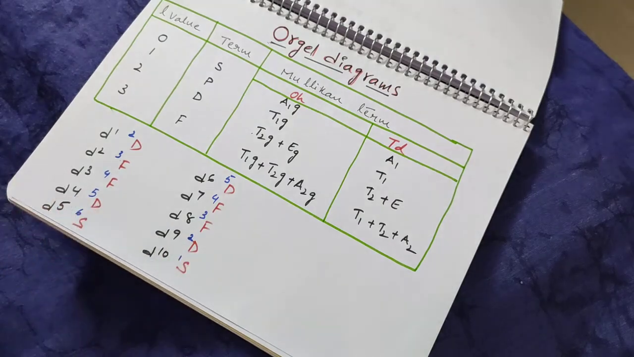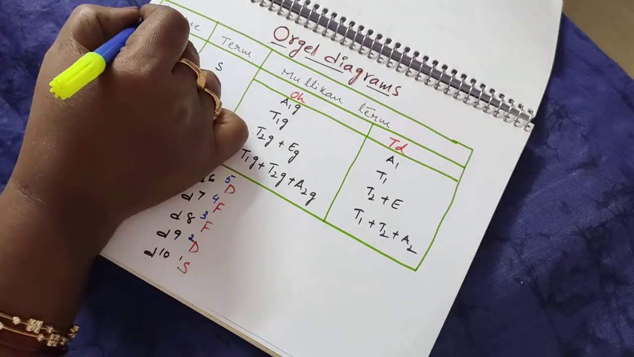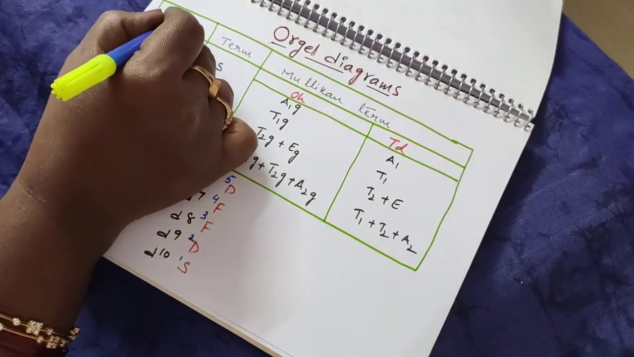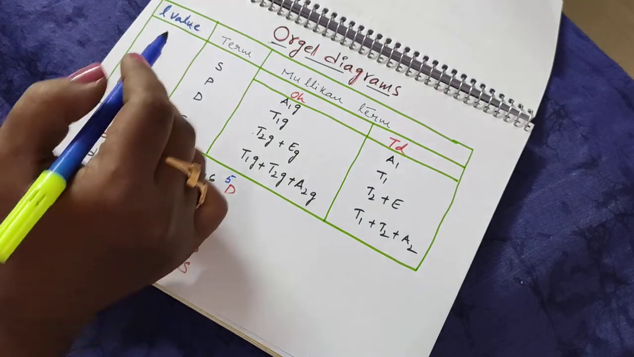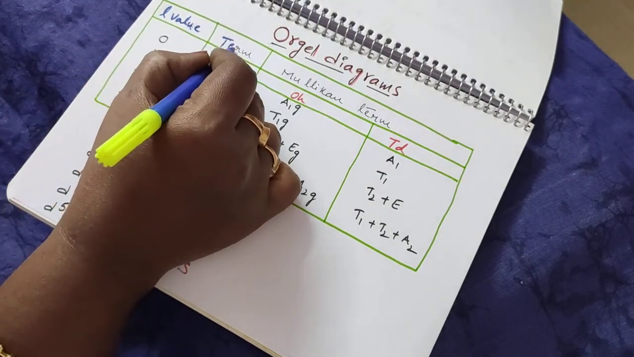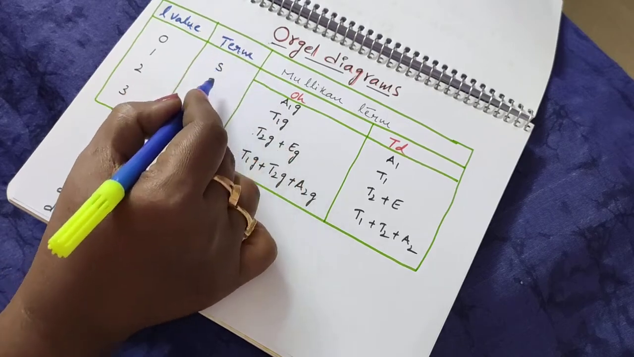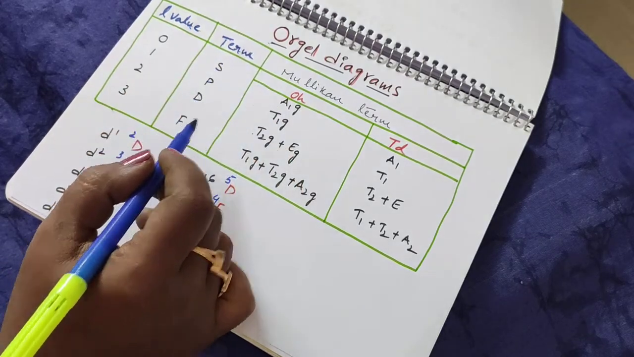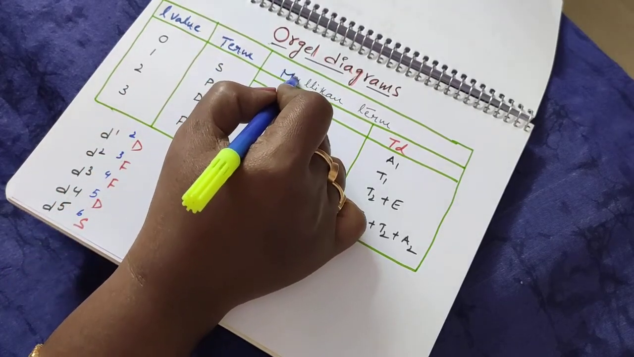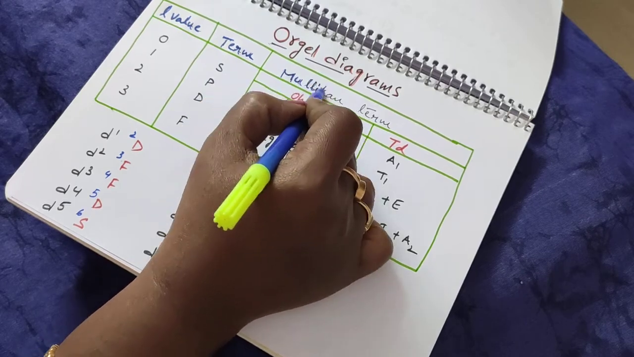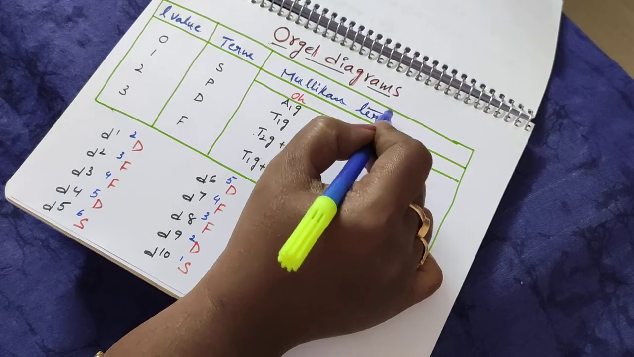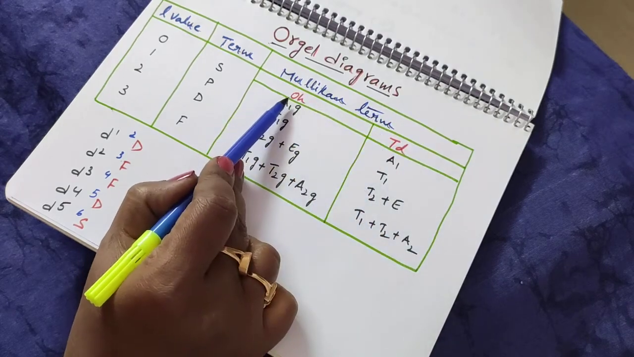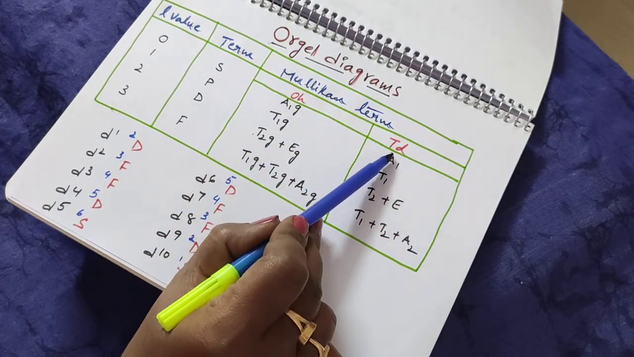Here this is the L value. So we know about the L value. Take it as 0, 1, 2, 3 and the terms are S, P, D, F, right? In case of Mulliken terms, it is different for octahedral and also for tetrahedral.